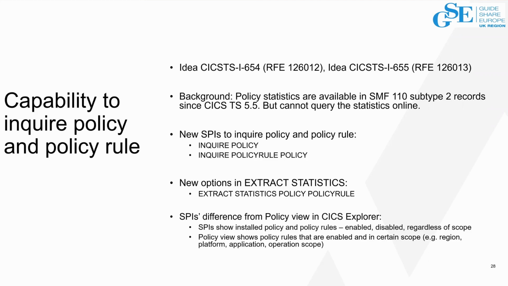The SPIs and the policy view editor work slightly differently in that the SPIs will show installed policy and policy rules, whether they're enabled or disabled, regardless of scope. Whereas the policy view will, depending on what you clicked on the left-hand side of your Explorer screen, be scoped down to a particular region or a set of regions, a platform, etc. So the scoping works in Explorer as you'd expect for other views for resources.